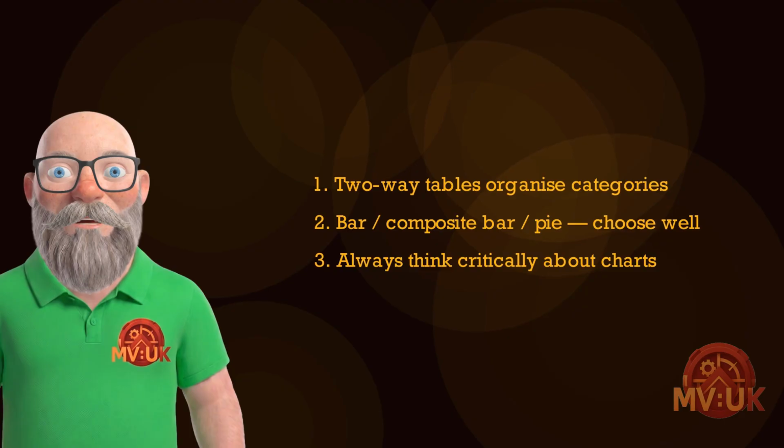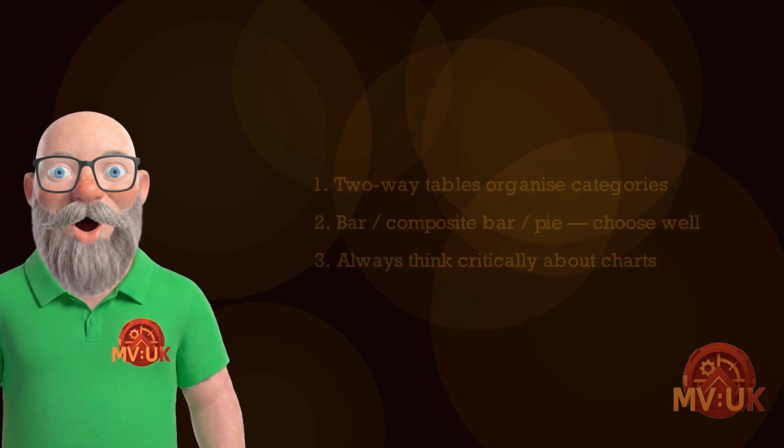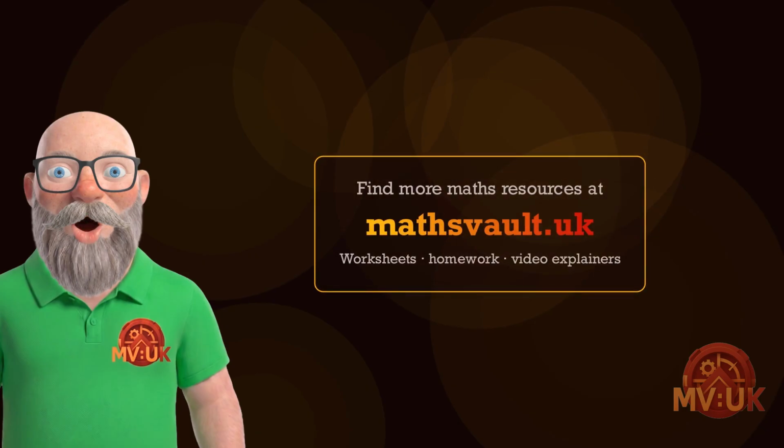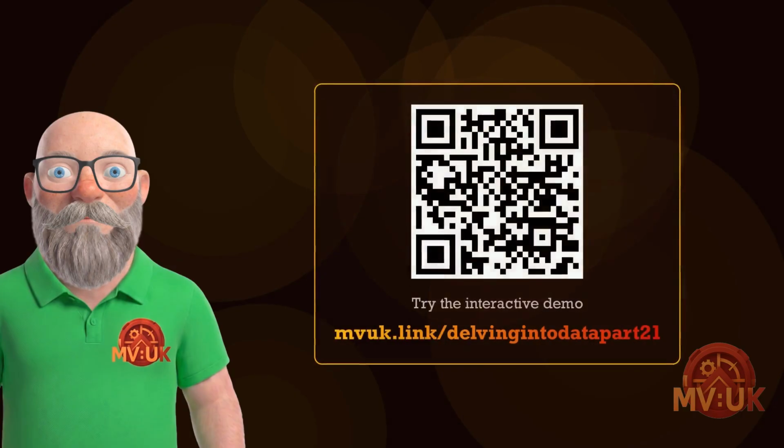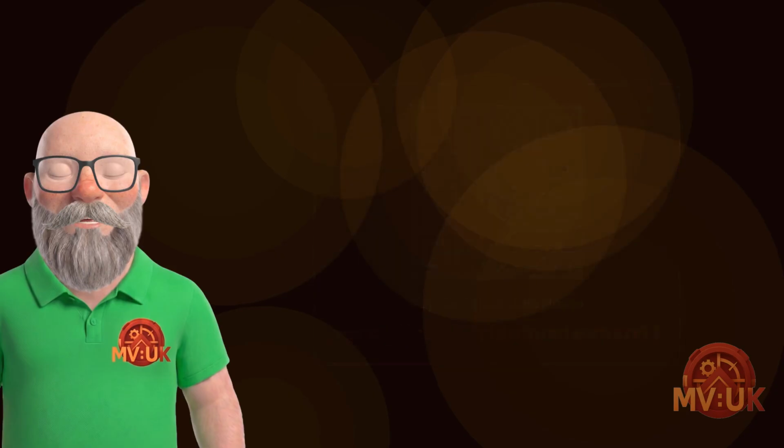So, let's recap. We construct two-way tables to organize categorical data. We choose the right chart, bar, composite bar, or pie, to visualize the story. And we always put on our critical thinking hats to question how that story is being presented. You're now equipped to both present data effectively and see through misleading graphs. Great work.